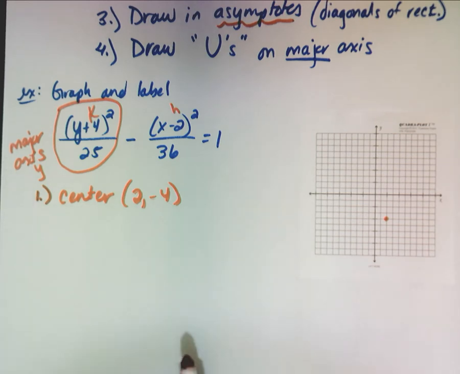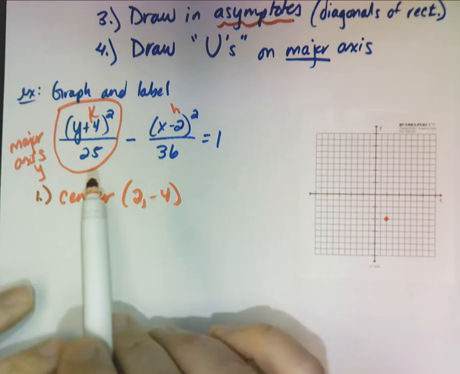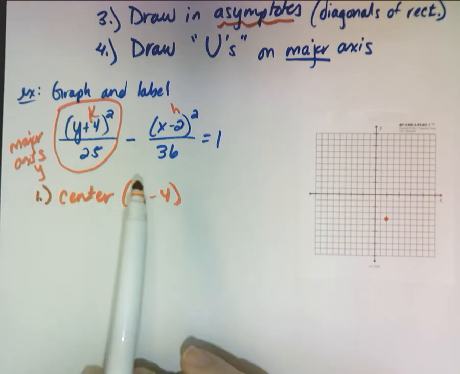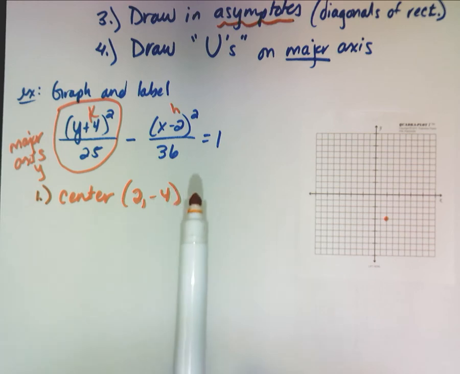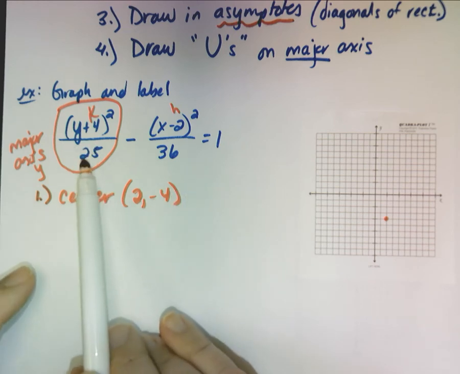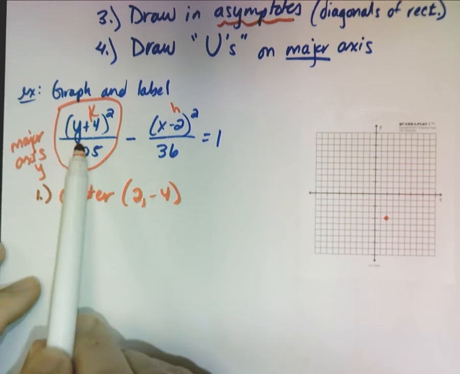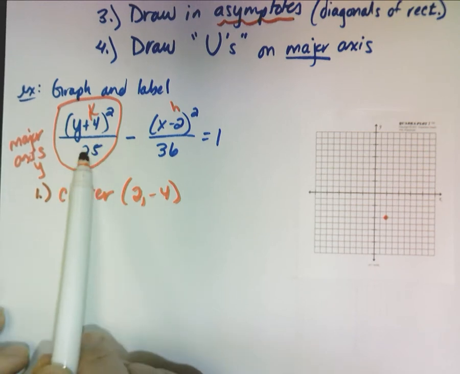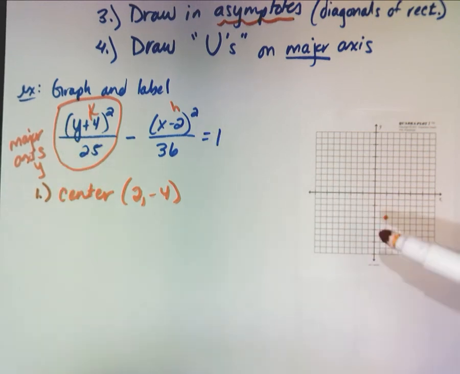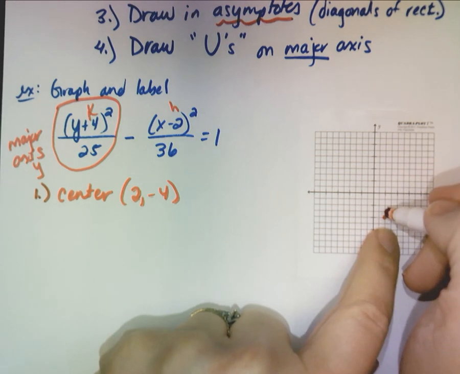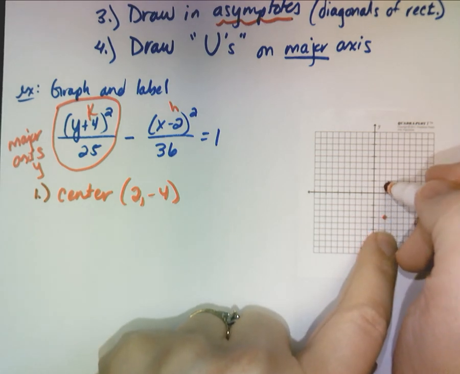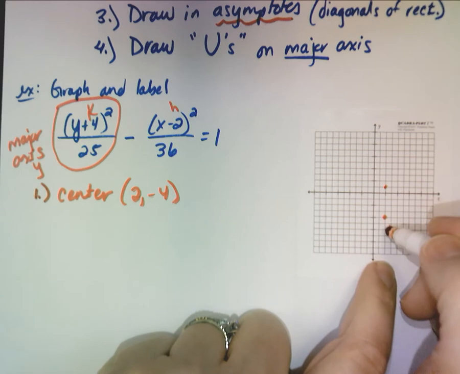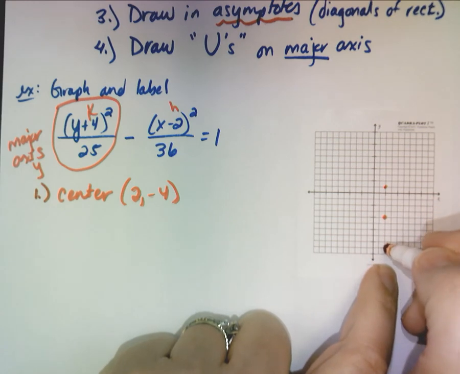Up and down, okay? So again, I don't follow formulas. I go according to what's under each variable. If 25 is under the y, then I go the square root of this, I go 5 up and 5 down from the center. 5 up, 1, 2, 3, 4, 5, and 5 down, 1, 2, 3, 4, 5. I like counting.